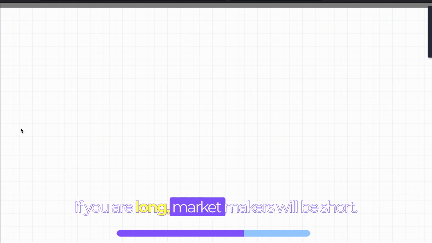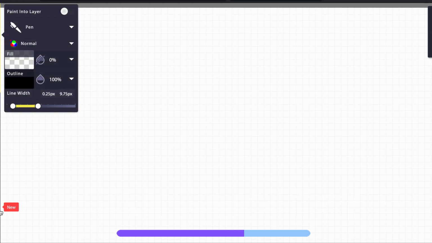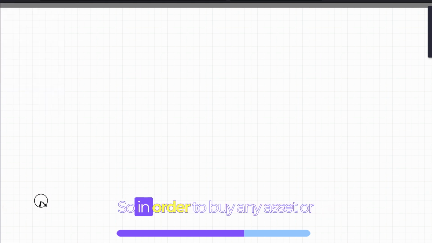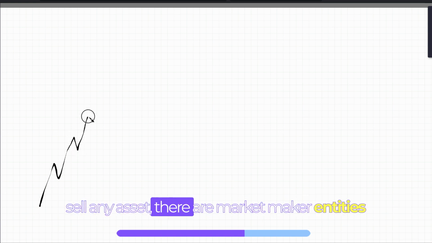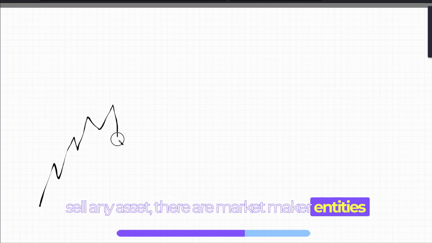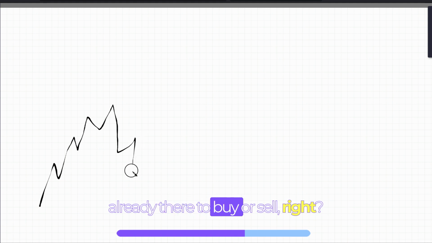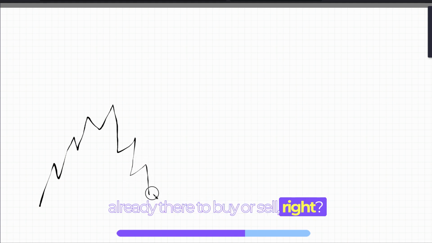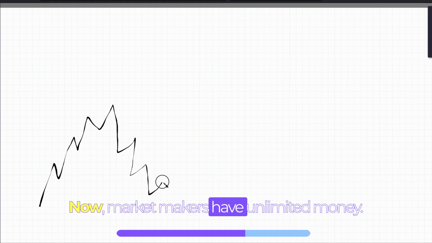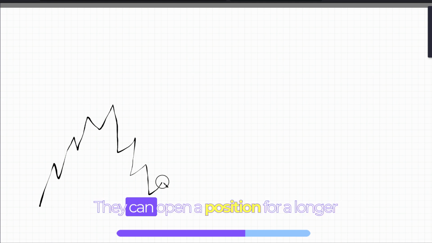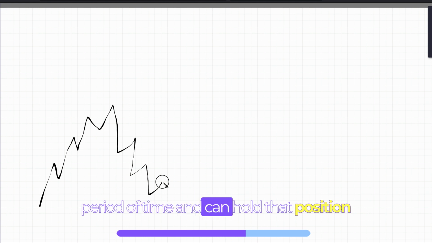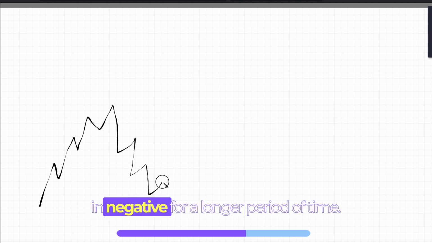If you are long, market makers will be short. So in order to buy any asset or sell any asset, there are market maker entities already there to buy or sell, right? Now, market makers have unlimited money. They can open a position for a longer period of time and can hold that position in negative for a longer period of time.